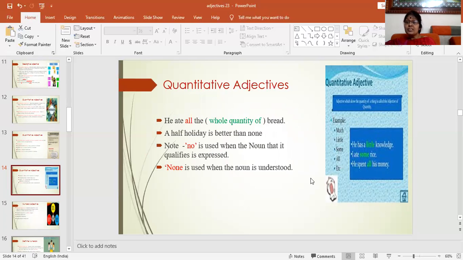So what are quantitative adjectives? Like much, little, some, all, right? All these are quantitative adjectives. Like you can say he has little knowledge, uncountable. I ate some rice, uncountable. He spent all his money, uncountable. We have few books, countable. I brought some books, countable. So you can use your quantitative adjectives in either case, right?